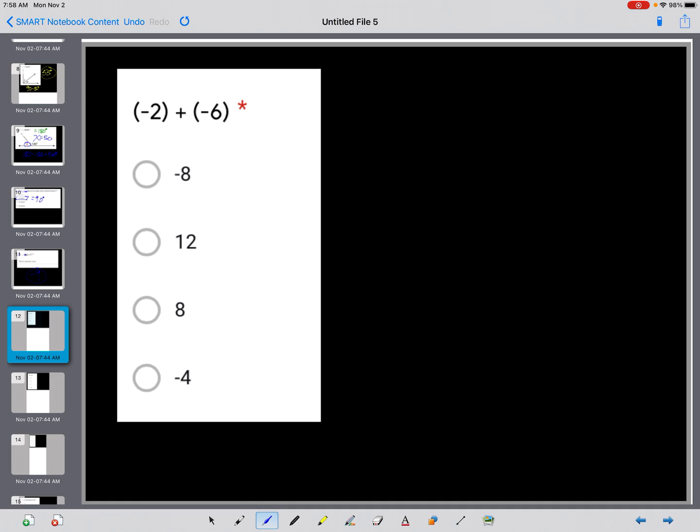Okay, same situation. You're adding two negatives together. All right, you're moving further left on the number line. So if you consider that we're starting at -2, we're moving further left, we're going to land at -8.